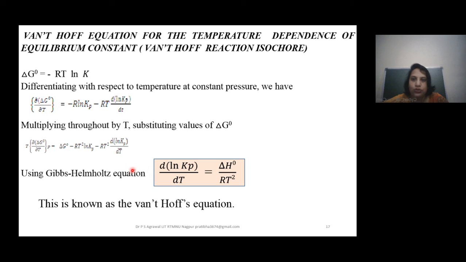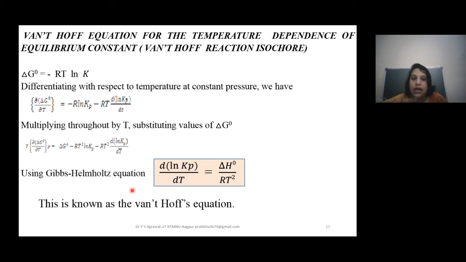And we also know we want to find out this quantity, which we derived from the Gibbs-Helmholtz equation, that is d by dT of ln Kp. We reach delta H0 upon RT square. So this equation is known as the van't Hoff equation.